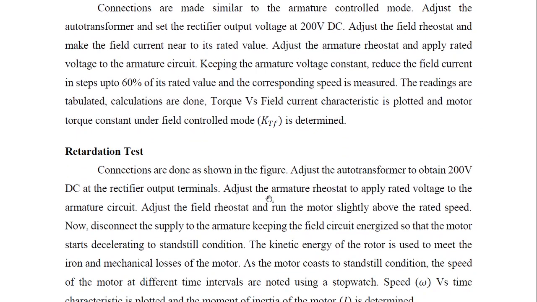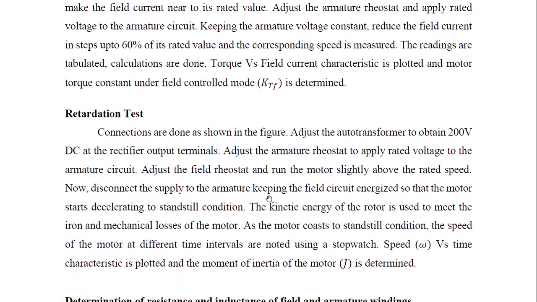Then we will adjust the field rheostat and run the motor. If you adjust the field rheostat, the field current will decrease, so that the motor speed will increase slightly. You have to make the motor speed slightly above the rated speed. The rated speed you will get if you look into the nameplate of the motor.